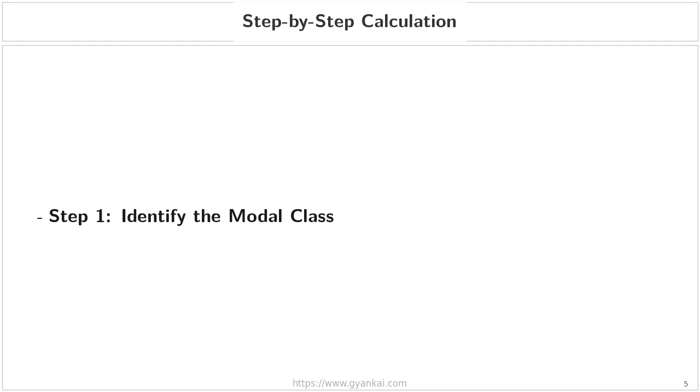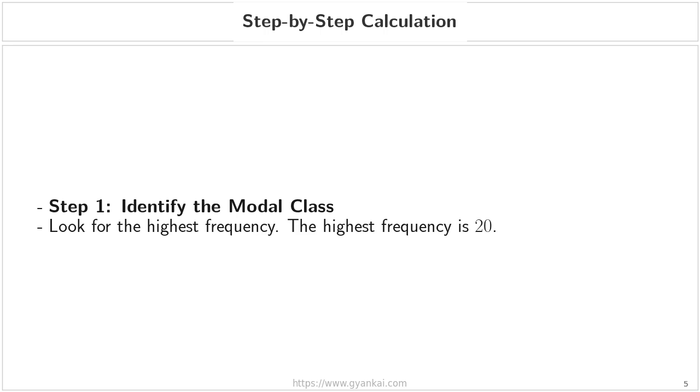Now that we have our real-world scenario and the frequency distribution table in front of us, let's begin the actual calculation. The very first step in this process is to identify the modal class. To do this, simply scan down the number of parcels column and look for the highest frequency.